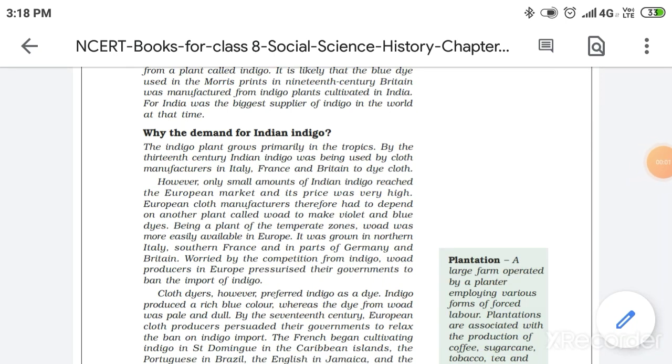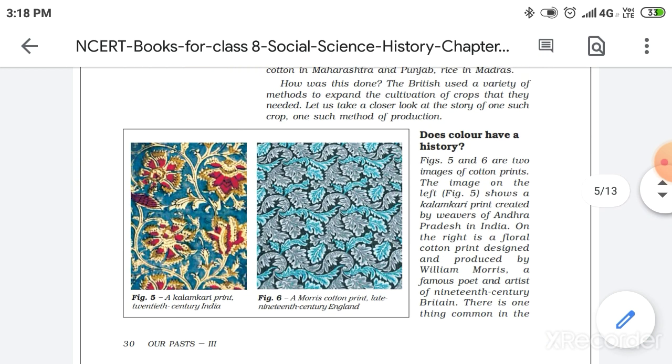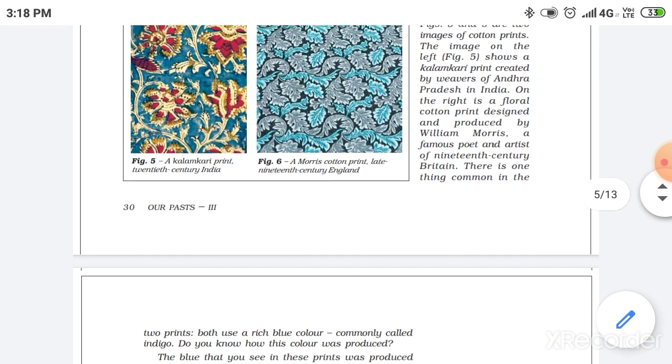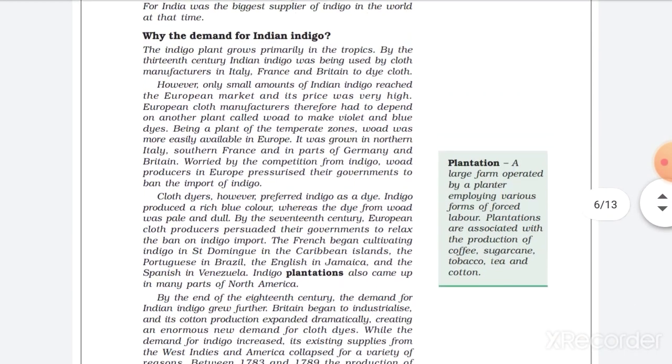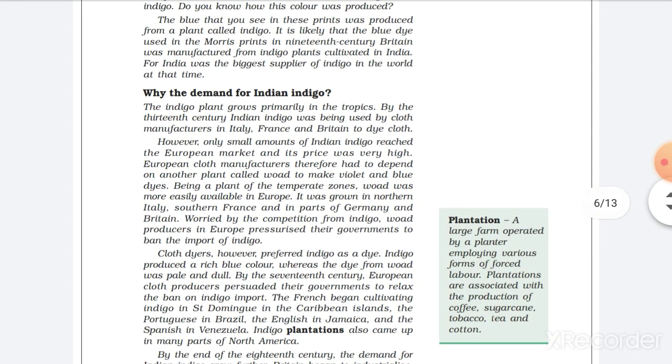Hey everyone. Okay, so as we were doing chapter number three, Ruling the Countryside, of Class 8 history NCERT, we were on the topic why the demand for Indian indigo. And we completed the topic this dye color have a history in the last video. So before beginning this topic, I would like to tell you that the main subject of this topic is Indian indigo, as mentioned in the title.